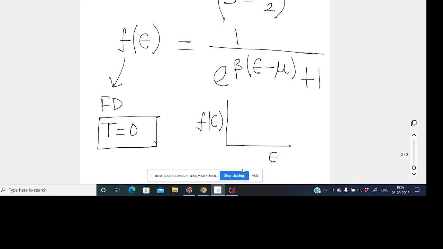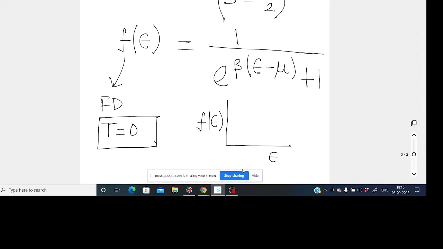So you all know that beta equal to 1 by kBT. So at T equal to 0, beta is infinite. As beta is infinite, you will get this thing. If epsilon is smaller than mu, then this distribution function gives you 1, otherwise it is 0, at T equal to 0. So it will be like this, and this energy is mu, this is 1. Okay, so this is at T equal to 0.